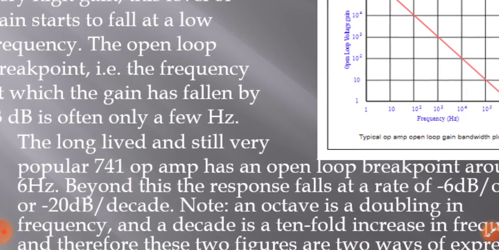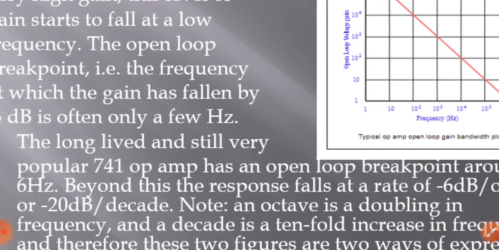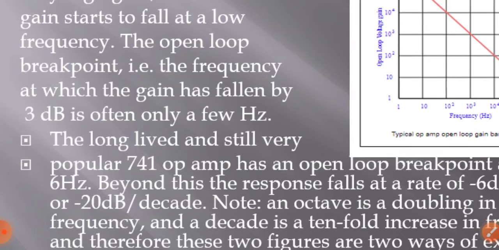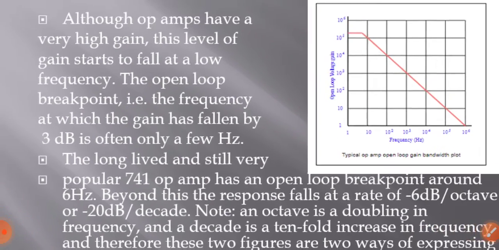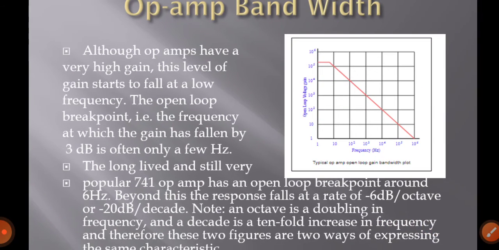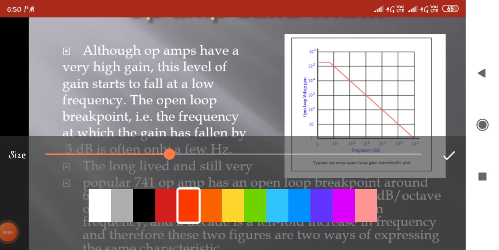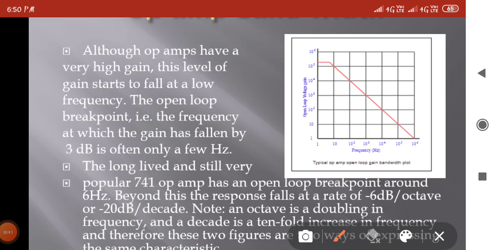The long lived 741 IC is very popular. The popular 741 op-amp has an open loop breakpoint around 6 Hz. Beyond this, the response falls at a rate of minus 6 dB, meaning 6 Hz and the 6 dB. For example, this is the 6 dB and 6 Hz. It comes like that.